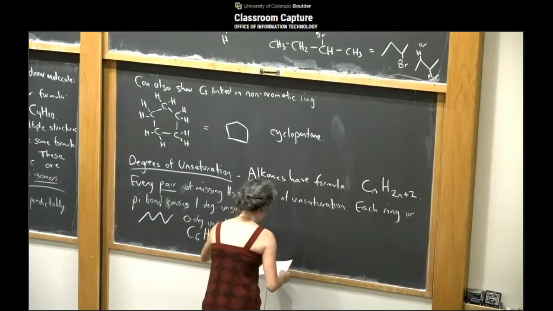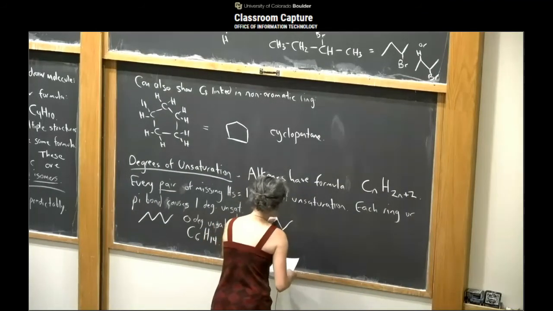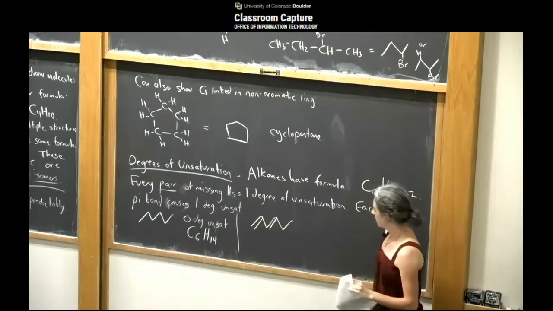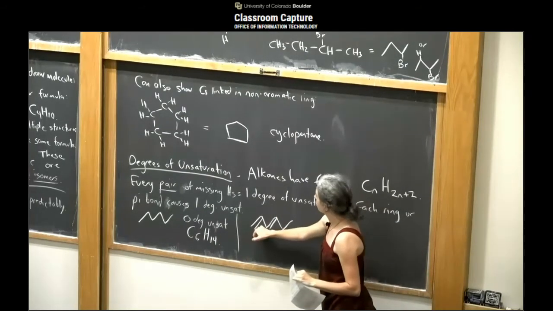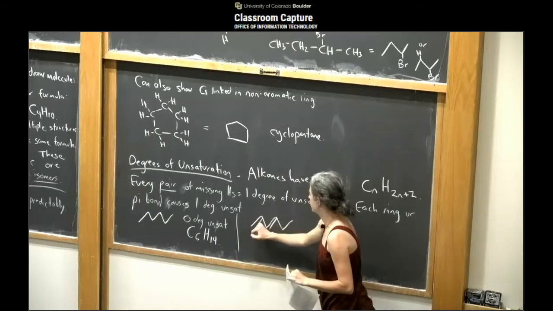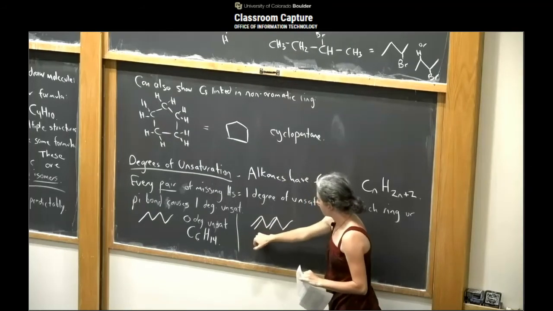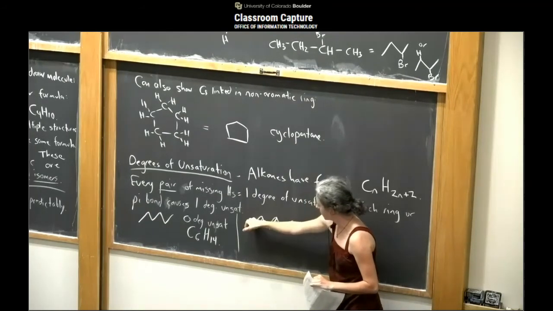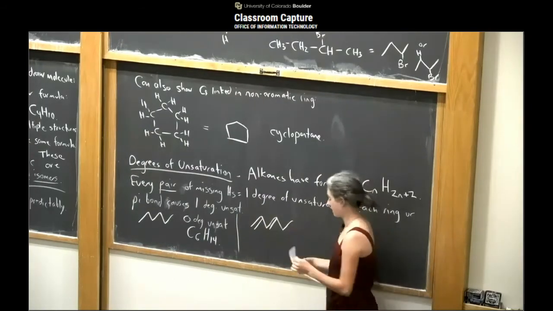Something with some pi bonds in it. All right, so we've got these double bonds here. So we've got 2 pi bonds. So this is 1 sigma 1 pi. This is also 1 sigma 1 pi.